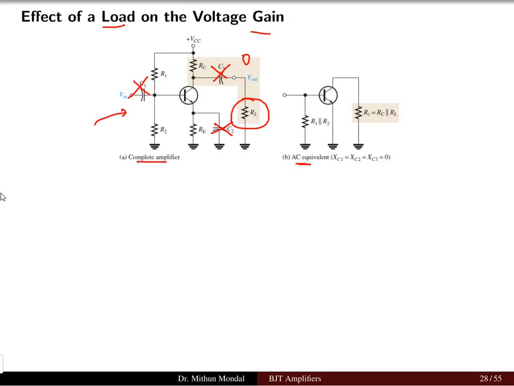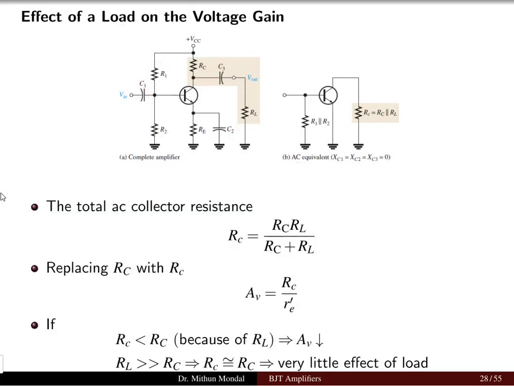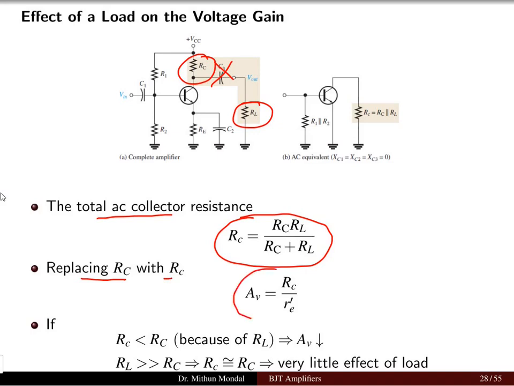Then these two resistors R1 and R2 will come in parallel, and you will also have resistor RC, where RC will come in parallel with the resistor RL. So the total AC collector resistance will be the parallel combination of RL and RC, because C3 will not be there. And if we replace RC with small rc, then the voltage gain is rc by re dash.